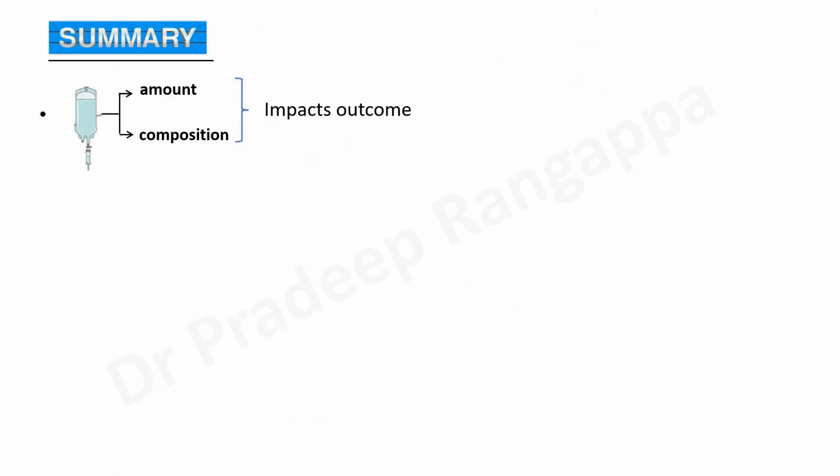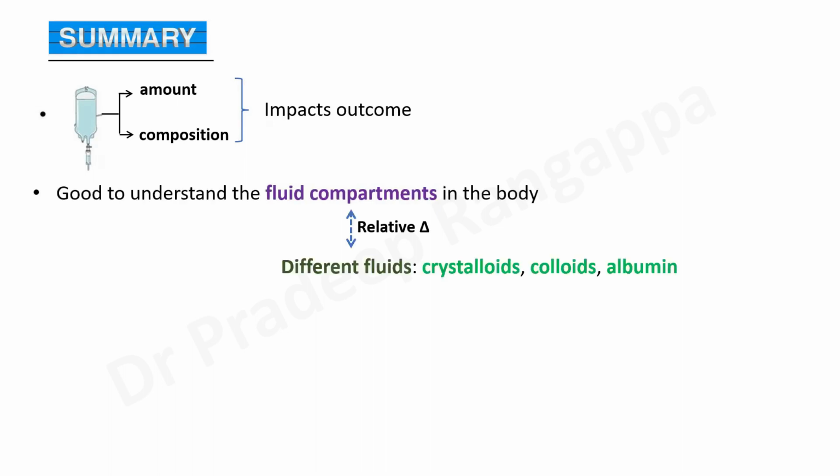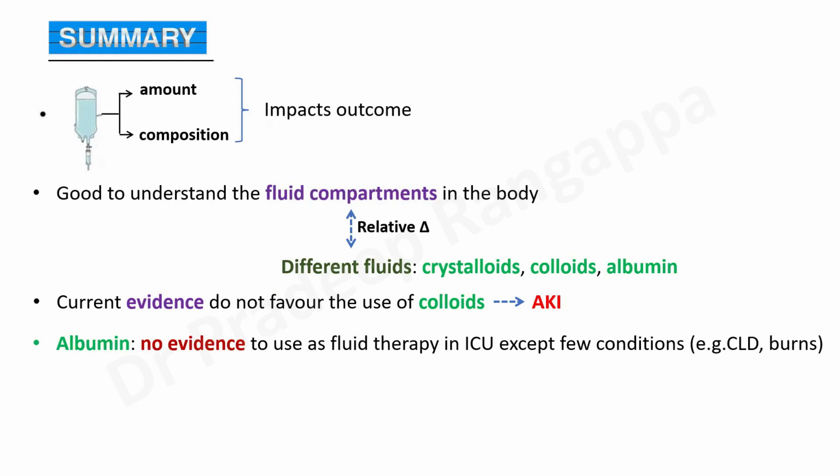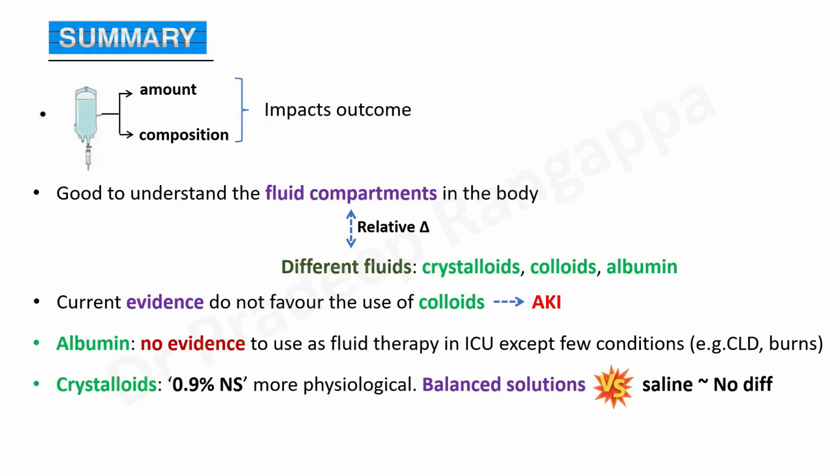We have clearly understood that giving more liberal fluids can lead to bad outcomes, especially when we have led to a huge cumulative fluid balance. It's good to understand the fluid compartments in the body and the relative changes that happen with administration of crystalloids, colloids, or albumin. Current evidence does not favor the use of colloids; increased colloid usage leads to worsening of acute kidney injury. At this point, there is no evidence to use albumin as fluid therapy in the ICU except in a few conditions. Crystalloids are here to stay.